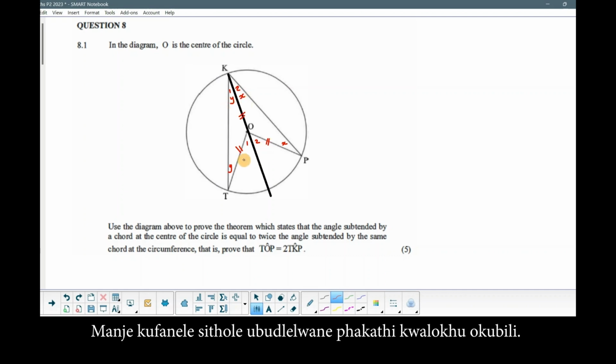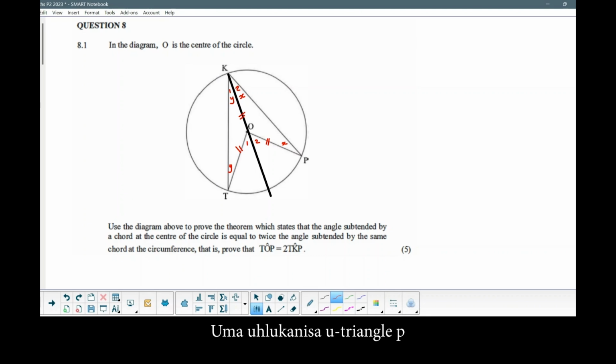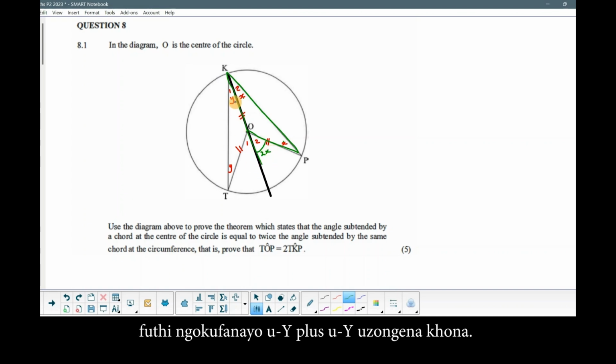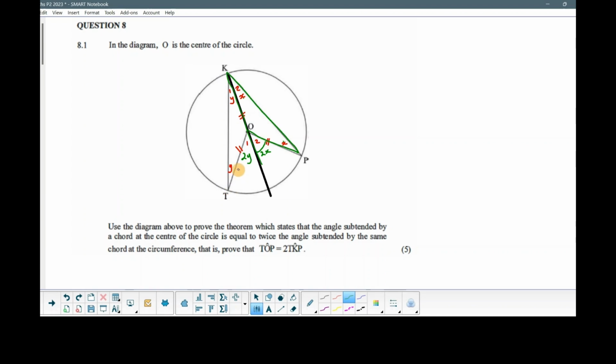Now we need to find the relationship between these two. If you isolate triangle OPK and look at the exterior angle of that triangle, x plus x is 2x, will go in there. And similarly, y plus y is 2y, will go in there. So we have this angle, which is 2x and 2y, and this angle, which is x plus y, making this double that. So that's the strategy.